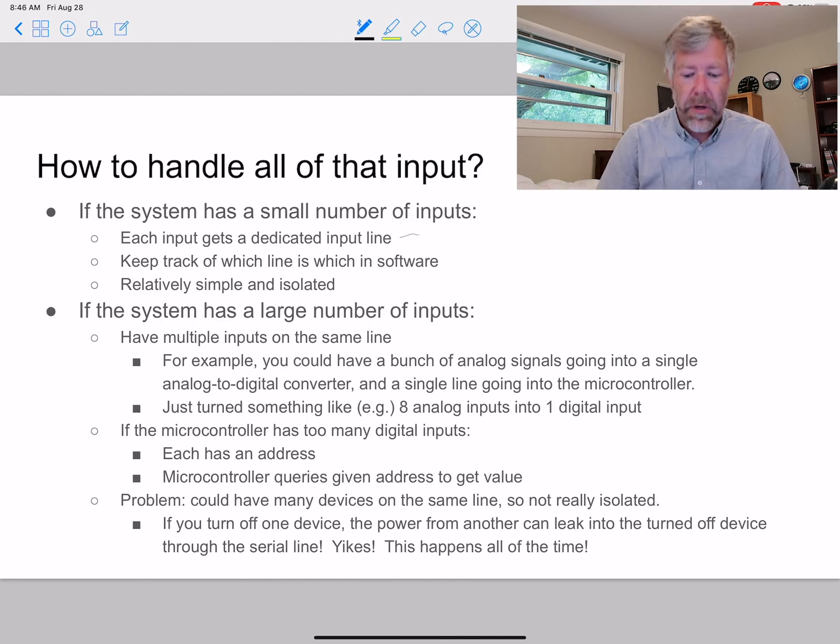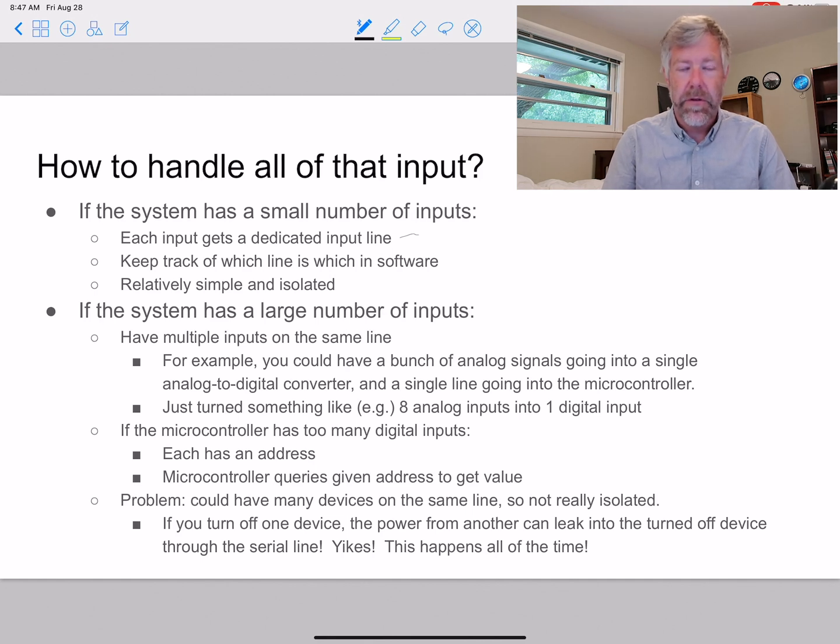If a system has a small number of inputs, then each input can get a dedicated line. So we can basically hook up every sensor to an individual line and then just read those sensors. If we have more and more inputs, we could either buy a processor with more and more input lines, which becomes very expensive, or we can have multiple inputs on the same line.